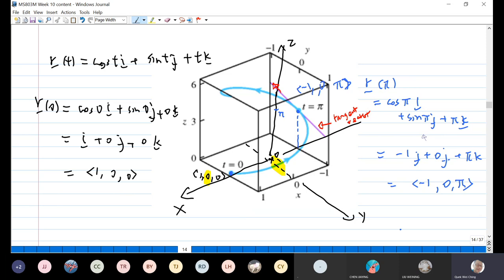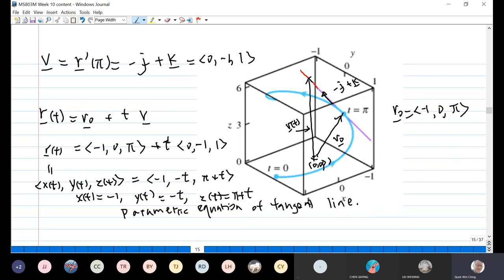Okay, how do you read the graph? And then how to calculate the equation of the tangent line, especially the parametric equation, right? So the first one you have is actually called the vector equation of the tangent line. And then the last one you get is the parametric equation of the tangent line. So I mean, it is this one.